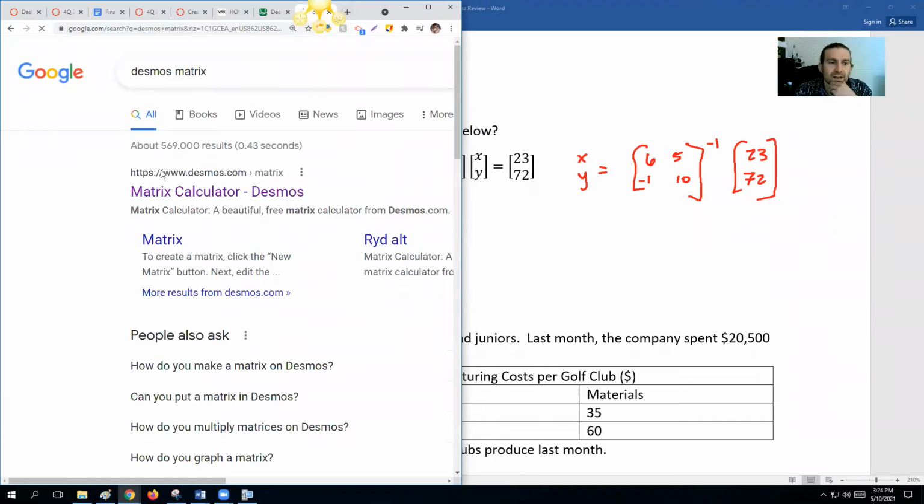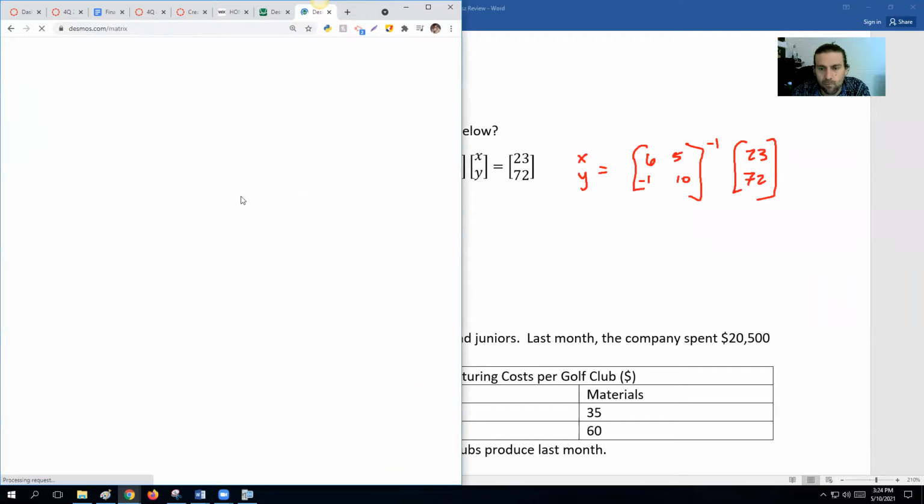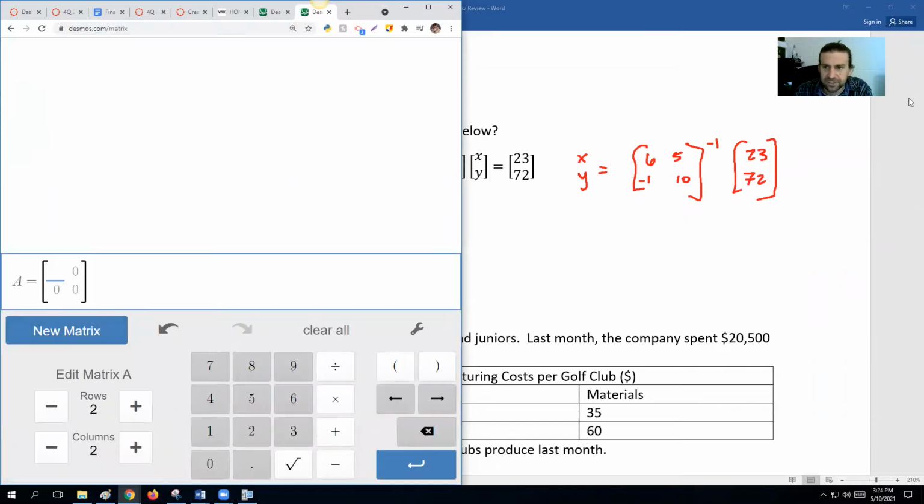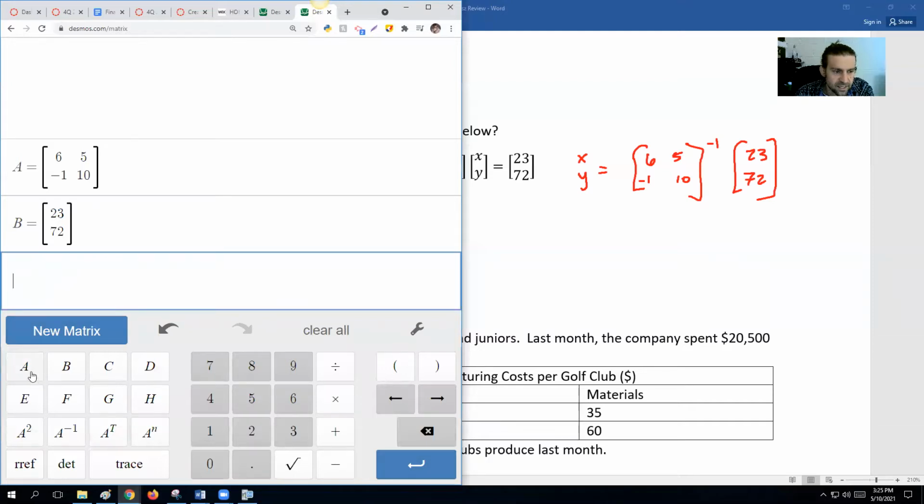Okay, I'm going to make 2 matrices here. Once it pops up, a new matrix here. We got matrix A, which is 6, 5, negative 1, 10. Make another matrix here, and I'm going to make it only have one column, 23 and 72. So what we're going to do is take the matrix A, take its inverse, and then multiply it by matrix B. And there we go. It does all the hard work for us. We solve it here, and so x, y would equal negative 2, 7.